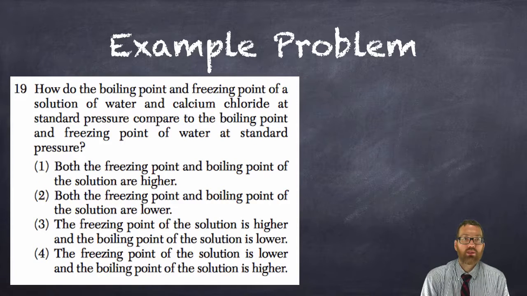Okay, and one more here. How does the boiling point and freezing point of a solution of water and calcium chloride at standard pressure compare to the boiling point and freezing point of water at standard pressure? So I have a solution of water in an ionic substance, calcium chloride here. They want to know, how does the freezing point of that compare to the freezing point of standard water? Well, of course, when you add solute to any water, especially an ionic substance like calcium chloride, we're going to get that typical freezing point depression, boiling point elevation. And that, of course, is answer number 4. The freezing point is lower and the boiling point of the solution is higher.